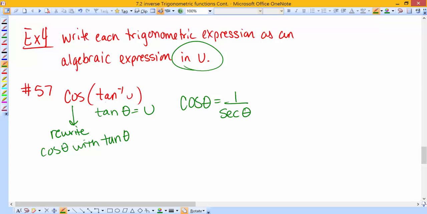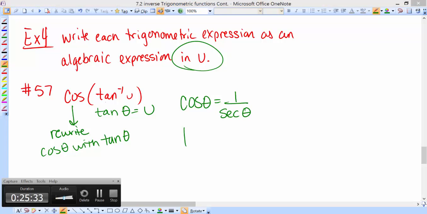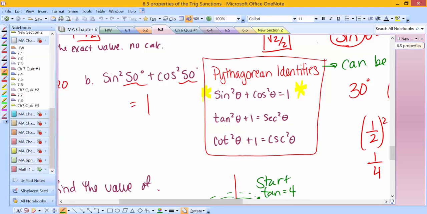Or the front, wherever it's at. So cosine is 1 over secant. Now, if you find your Pythagorean identities, we have a Pythagorean identity that says 1... Oh, I don't remember it, and I did not bring my Pythagorean identities home. And here I am telling you guys that you need to have your Pythagorean identities out. Give me a minute. I need to look it up. All right, I found it back in 6.3. Tangent squared theta plus 1 equals secant squared theta.